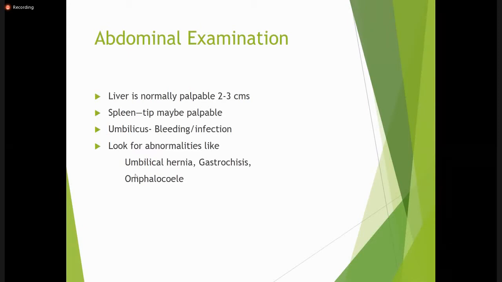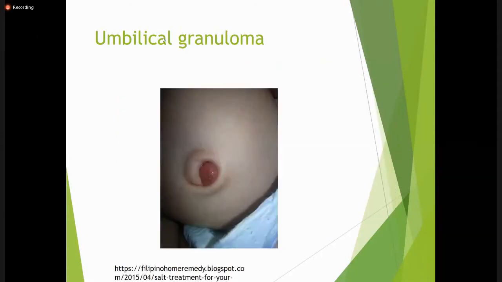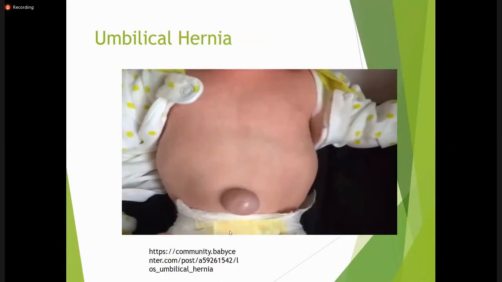Then look for abnormalities like umbilical hernia, gastroschisis, or epispadias. This is the umbilical hernia. This is umbilical granuloma, and this is umbilical polyp. So the hernia is very clear. Sometimes it's not obvious, and when the child cries, it comes out.